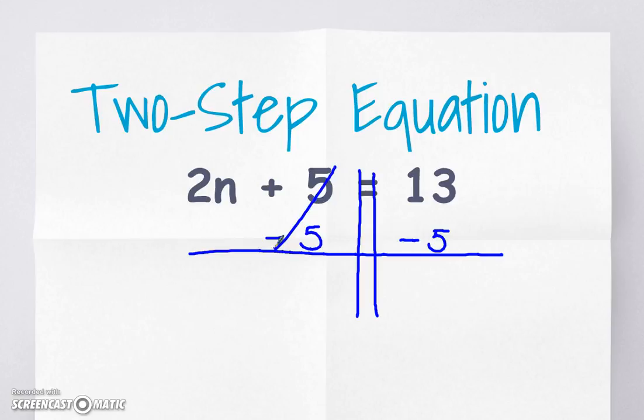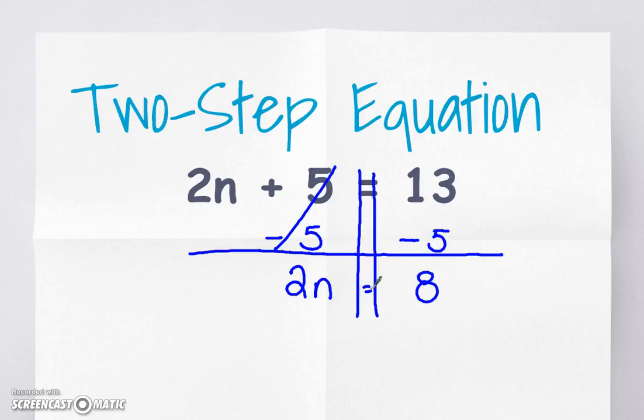So on this left side, I'm not just left with my variable term. I'm left with the 2n. I'm going to bring the entire thing down. Before, with our one-step equations, we only had to do one inverse operation. Now that these are two-step equations, we're going to be doing two inverse operations. So on this right side, I'm going to finish the problem, 13 minus 5, which is 8.